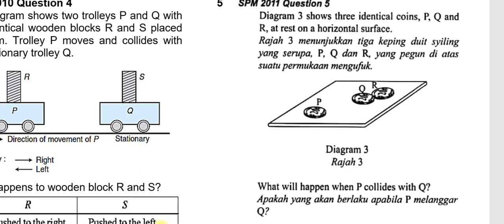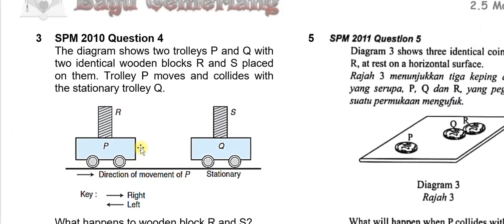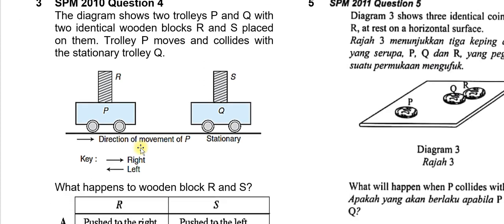Okay. Next one. The diagram below shows two trolleys P and Q with two identical wooden blocks R and S on top of them. They tell us identical wooden blocks, which means the masses are equal. This one is in motion, and this one has u equal to 0. I think this is related to your inertia.